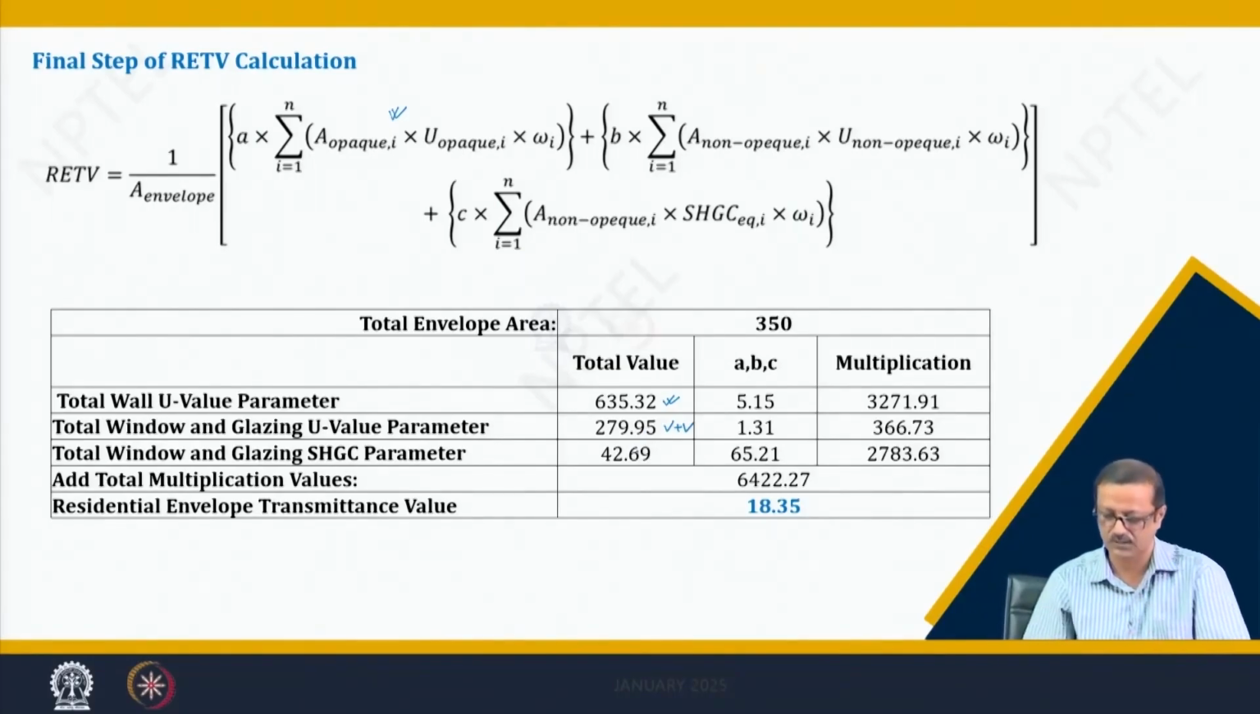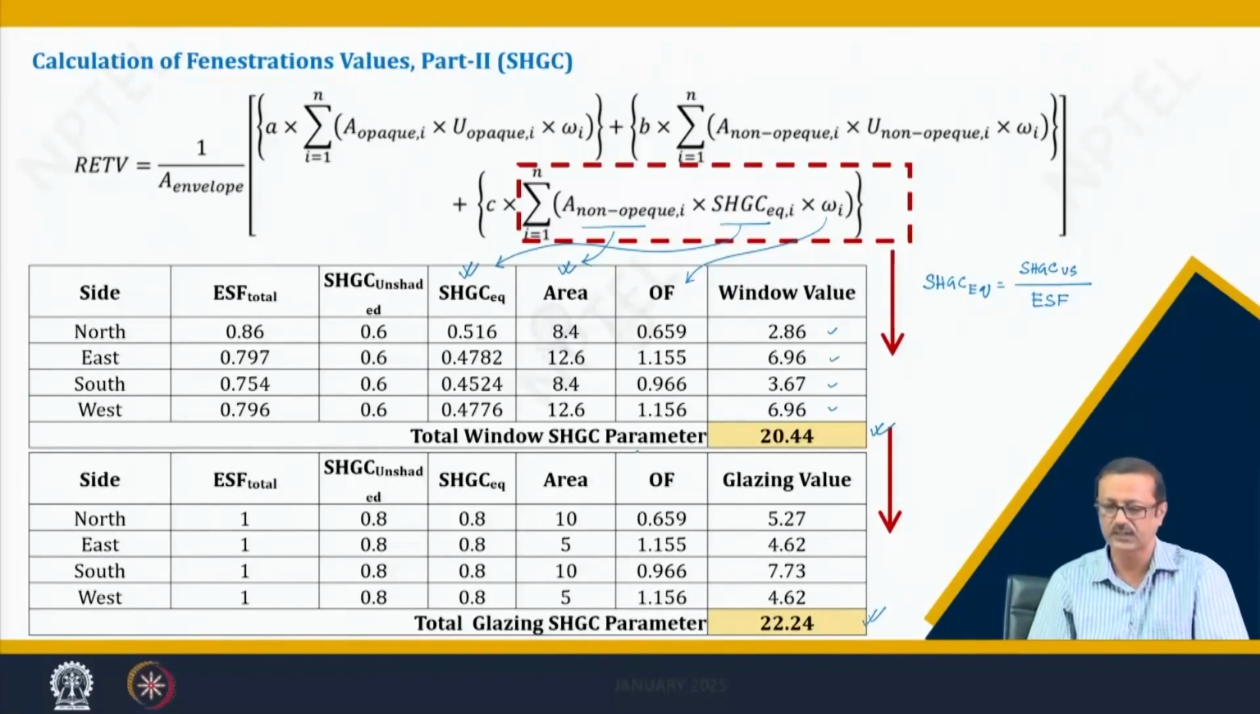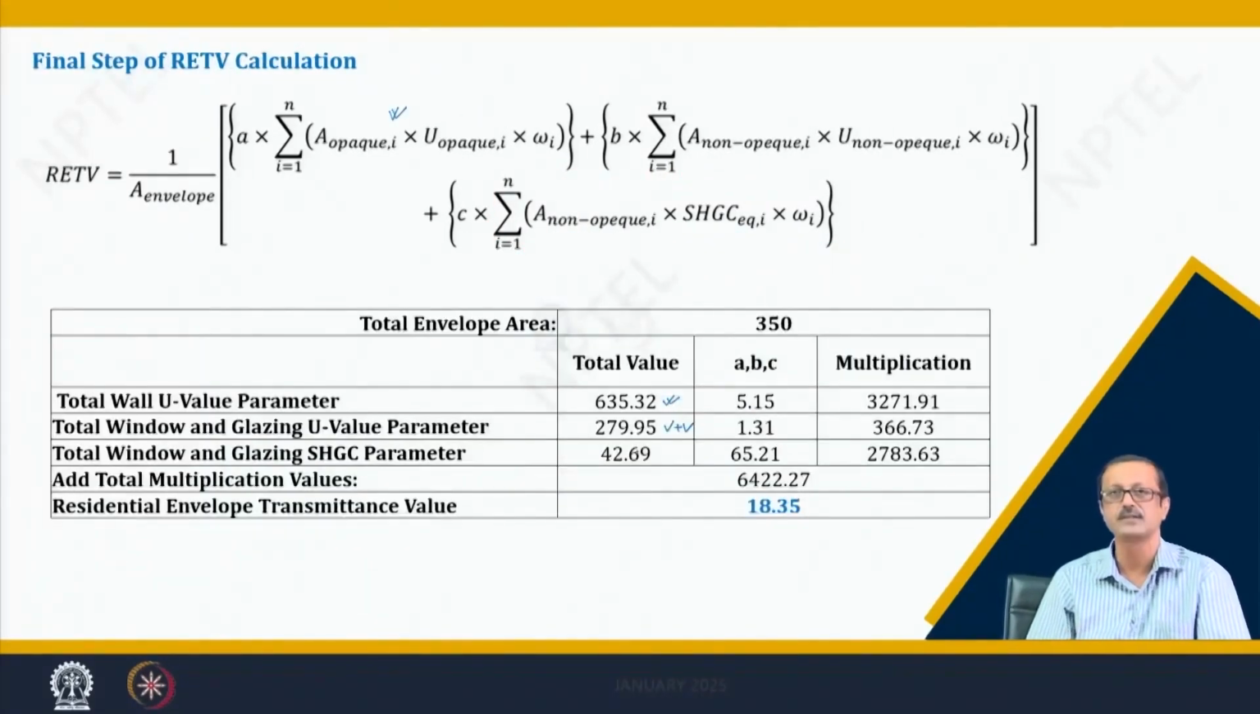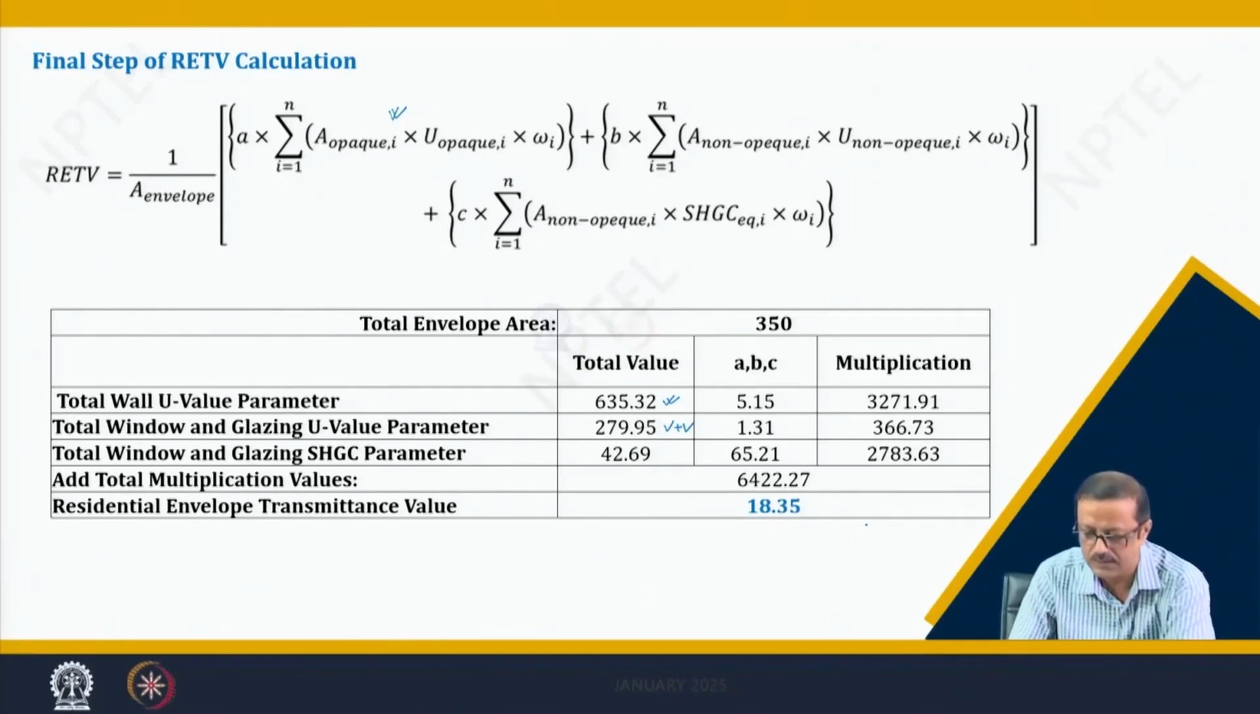This part of the equation also comes from the addition of 20.44 and 22.24, that gives me 42.69, and the A, B, C values are mentioned respectively row wise, and that is multiplied to each other and added up, and the envelope transmission value is calculated based on this. So, these three are added. So, I can write plus, and this is equal to this.